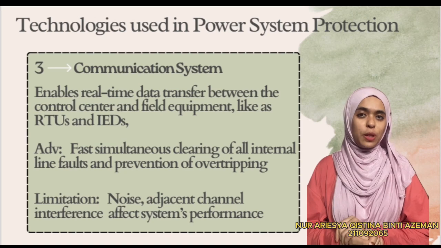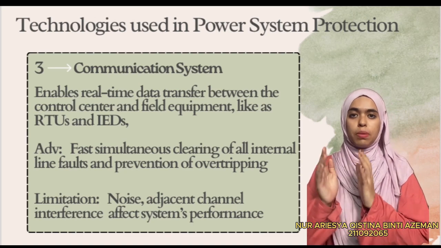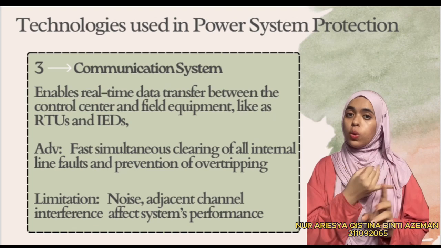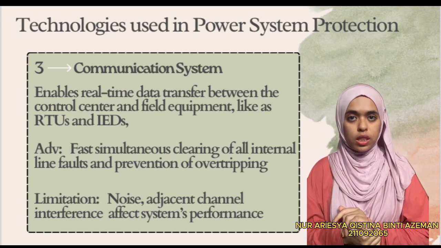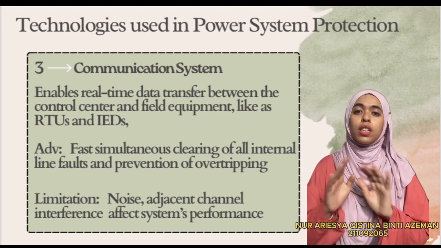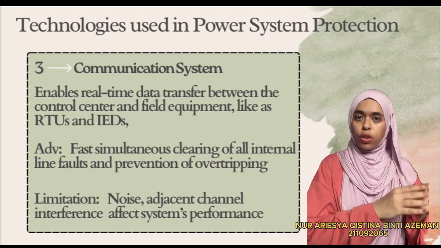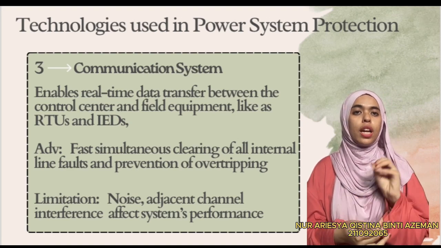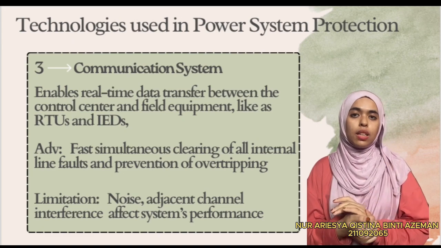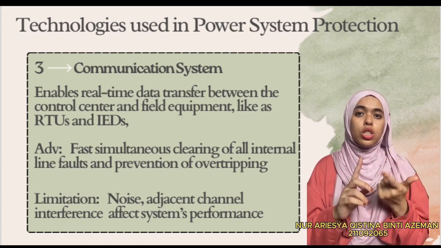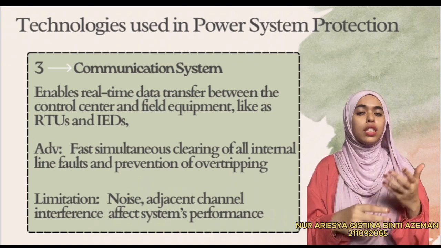The third is the communication system, which enables real-time data transfer from the control center to the field equipment such as RTU and IED. The advantage of this technology is that it provides fast simultaneous clearing of all internal line faults and also prevents overtripping on external line faults. But the limitation of this system is that noise and the various changes of speed can affect the system performance.